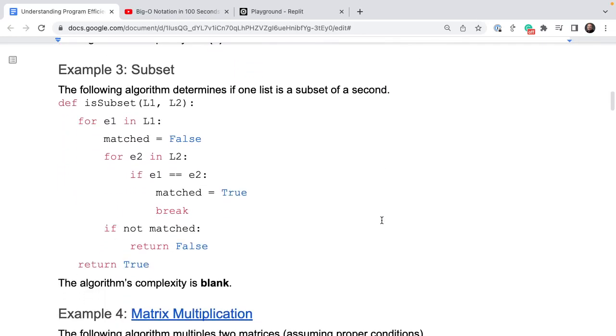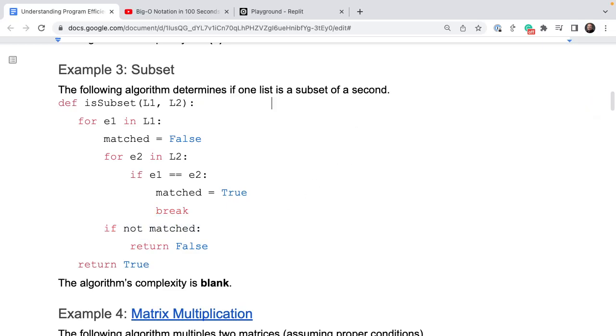So here we have an algorithm that determines if one list is a subset of a second list. So it has two inputs, list 1, list 2. And what it's going to do is for each element in the first list, it's going to initially set it to false. And it's going to then iterate through the second list, the elements in the second list. And if it finds that that element is the same, it will go ahead and match, and it will go ahead and break. But if it does not match, it'll return early because, remember, what does it mean for one element to be a subset of another?